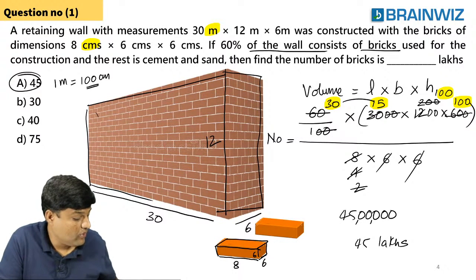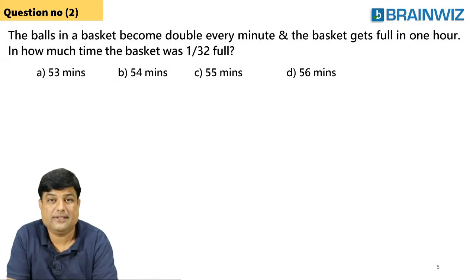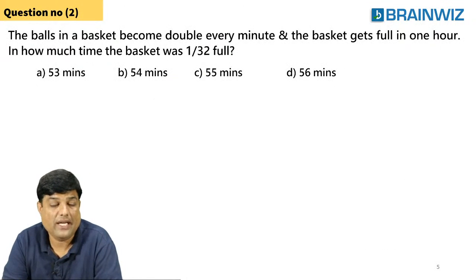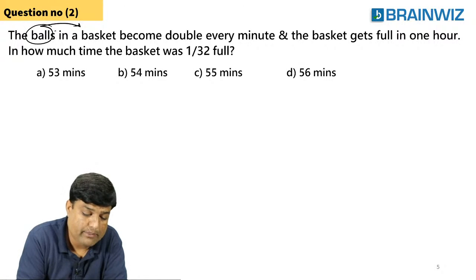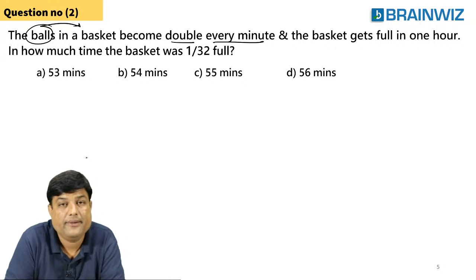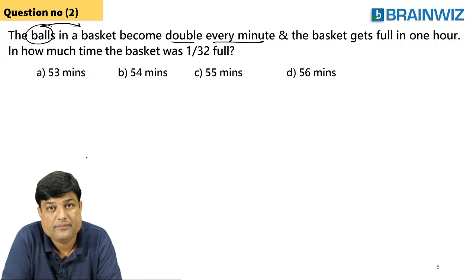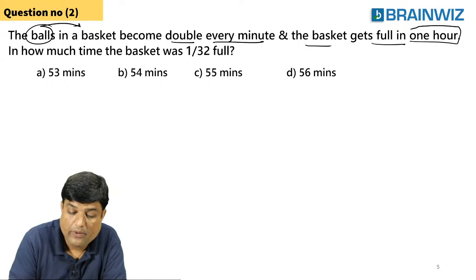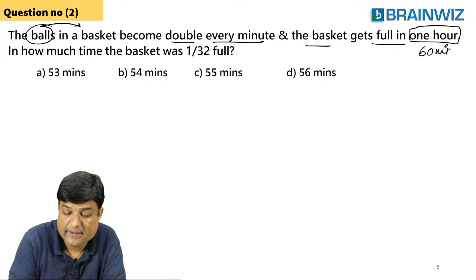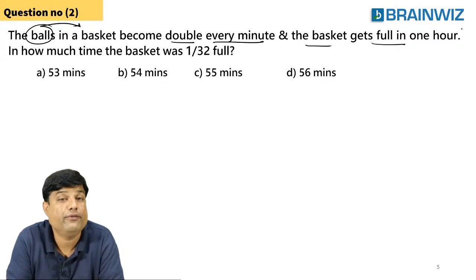Now I'm going to ask you, just try to have a look, everybody. This question is given to you. What is said in this question? A basket, the balls in the basket become double every minute. First minute, second minute, it is double. Third minute, it's double. The basket is getting full in 1 hour. 1 hour means how many, guys? 60 minutes. In 1 hour, it will be 100% full.